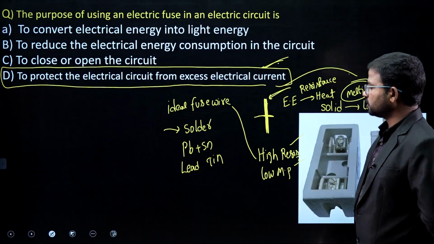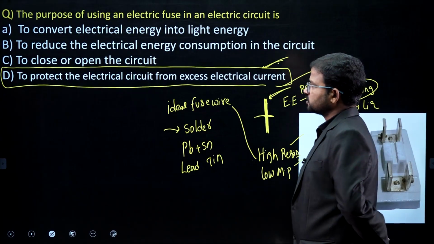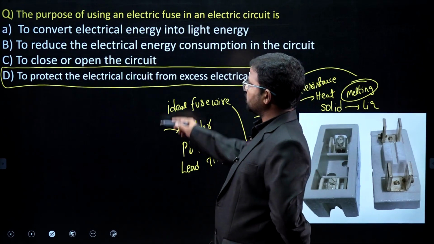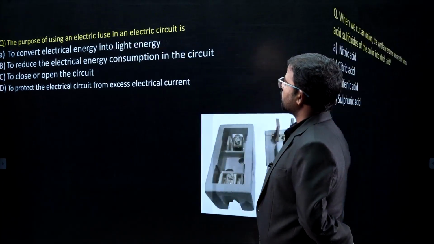So it can be made up of lead plus tin. This is called solder. This is one of the alloys. And here the correct answer is option D only.